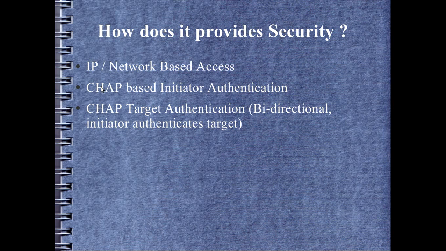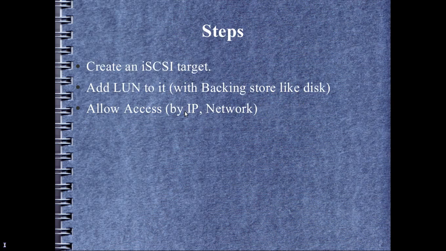Secondly, we can have challenge handshake authentication protocol, or CHAP, based authentication, so that the client is going to authenticate itself, and after it has authenticated successfully, it can have access to the block device. In case it has not authenticated, it won't be able to access that block device. Final is target authentication. It simply means bidirectional authentication. The iSCSI client or the initiator authenticates to the iSCSI target, and the iSCSI target authenticates against the initiator. So it's bidirectional authentication.